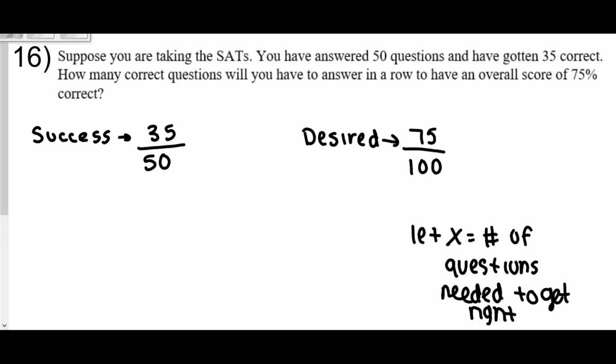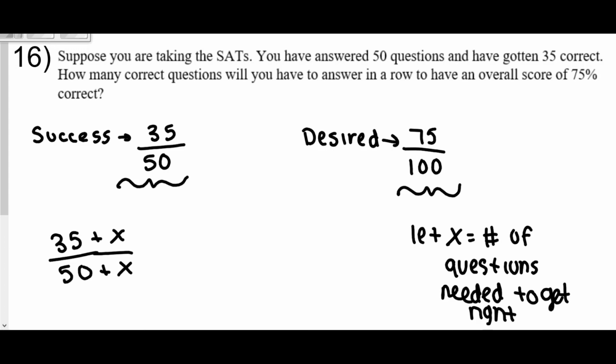You have some ratio of success already established, and basically the question's just asking you how to get from that ratio of success to your desired ratio of success, or your desired percentage of success. So they get set up the same way each time. You do your original success ratio, which was 35 over 50, plus x over x, and we let x equal the number of questions needed to get right, equals our desired success ratio, which in this case is 75 over 100.